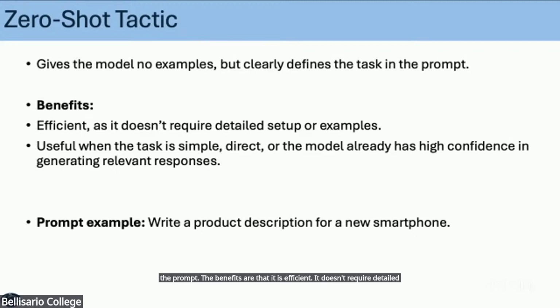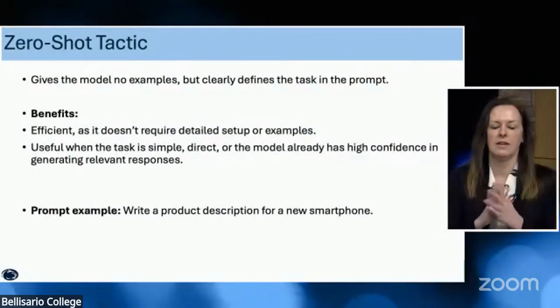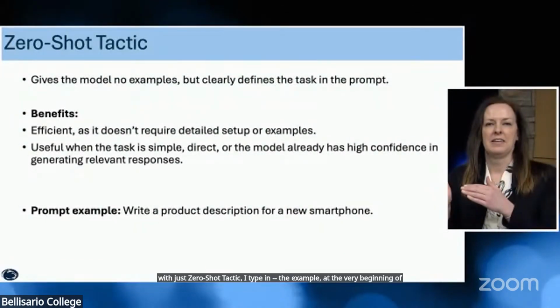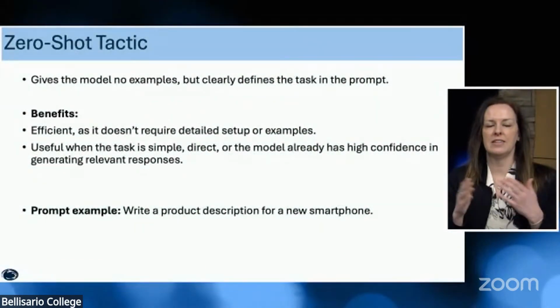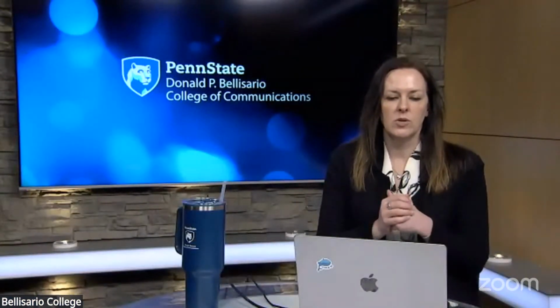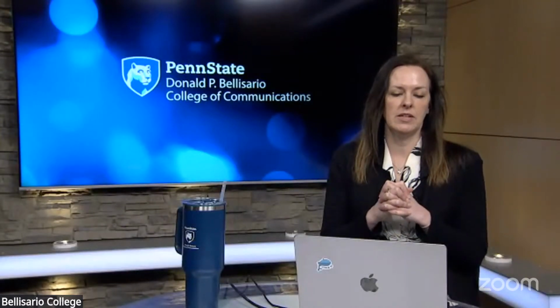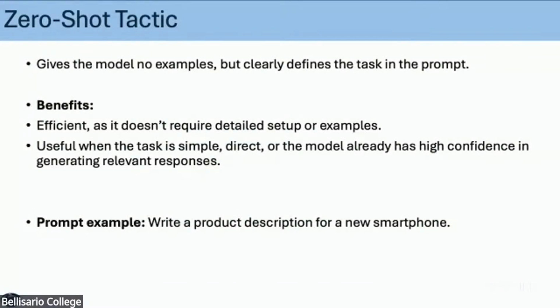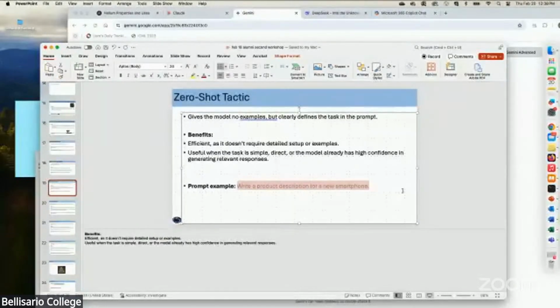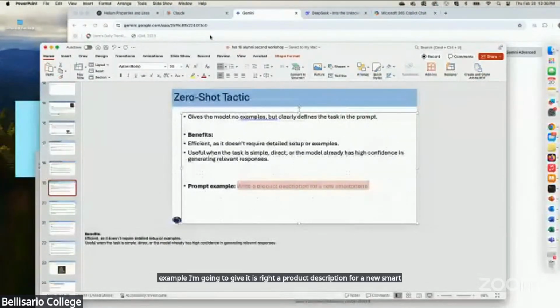I just type in the example at the very beginning of this session when I said I just typed in restaurants in State College. That's an example. I didn't give it a lot of information, but it provided me a starting point of restaurants. So here, the example that I'm going to give it is write a product description for a new smartphone. That's pretty broad. It's not terribly specific, and it's unlikely to give me exactly what I want, but it can be a good starting point.